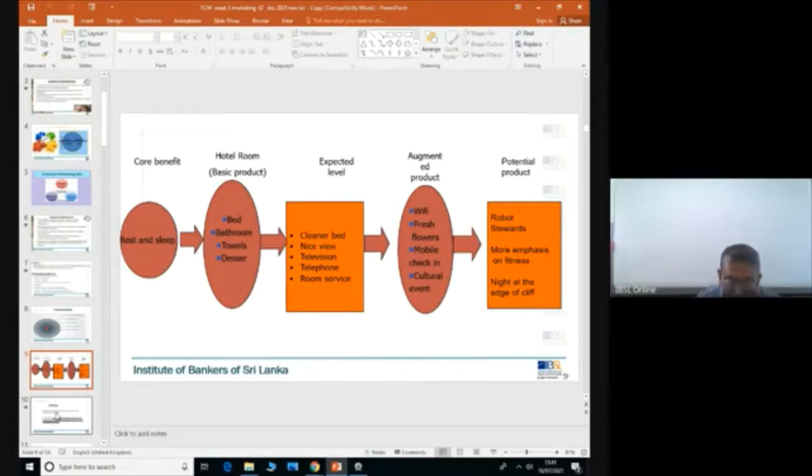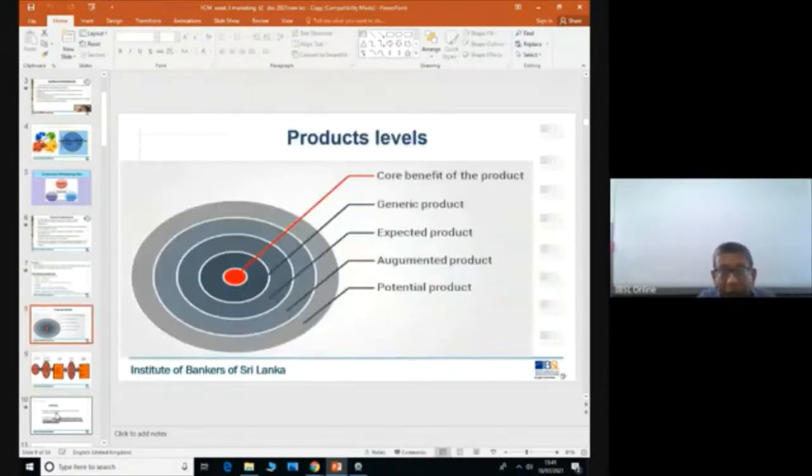Okay, right. So then the next level is what you call the augmented level. Now this is the important area. What does augmented area mean? Benefits that offers exceed the customer's expectation. Then you get more than what you expected from this product. Right? So that there the marketers are coming to the scene.